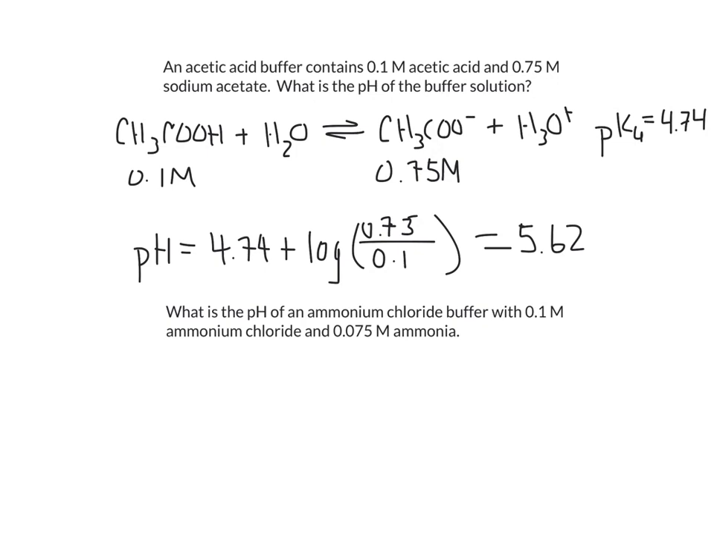Now it's your turn to calculate the pH of a buffer solution containing ammonium chloride and ammonia. The ammonium chloride concentration is 0.1 molar and the ammonia concentration is 0.075 molar. Just as a hint, you will find the pKb of ammonia, but you will not find the pKa of ammonium chloride. Use the pKb to find the pKa. When you do this properly, you will find that the pH of this solution is equal to 9.14.